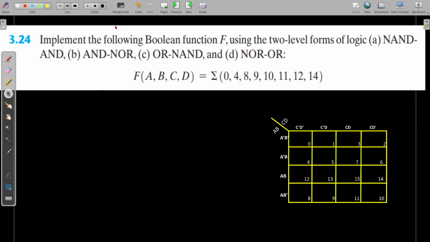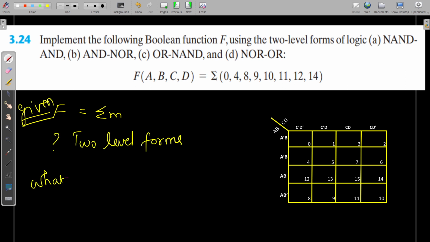So what is given if you analyze this problem? We are given a function f, isn't it? It is given as a summation of the minterms, and we are asked to implement it using two levels. So that is the question given for us. Two level forms. What to do now?